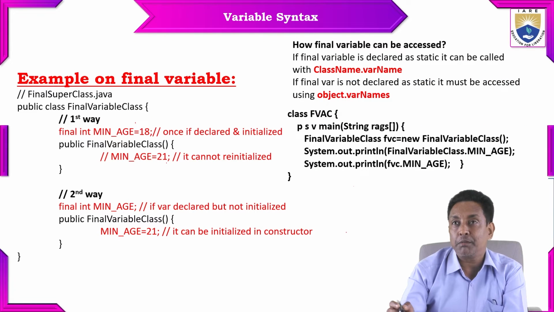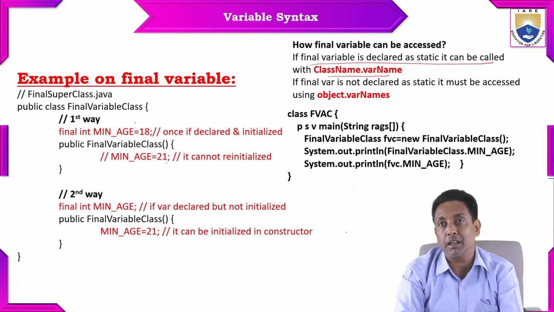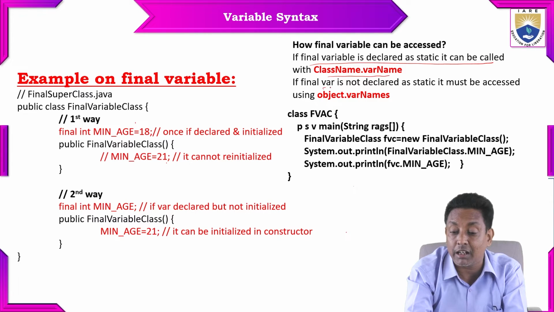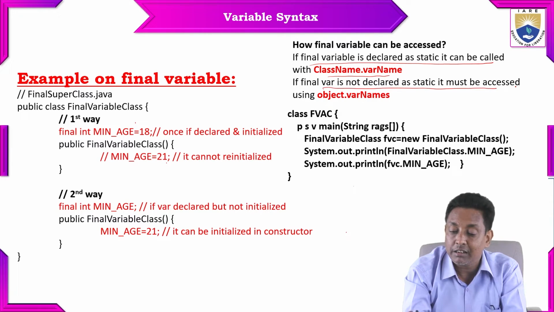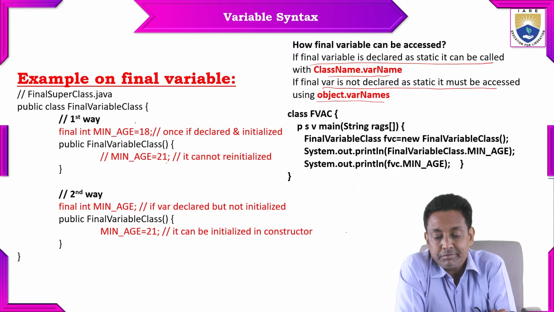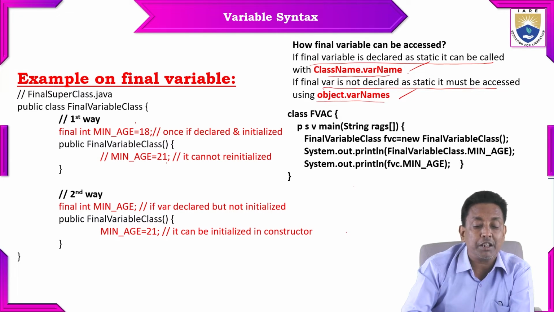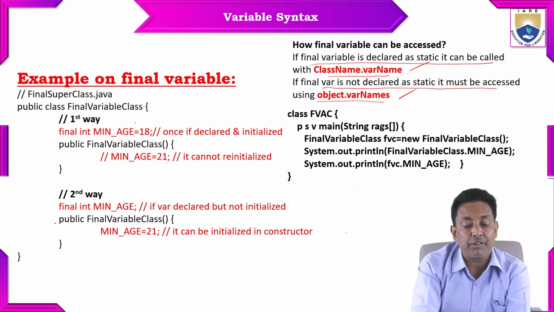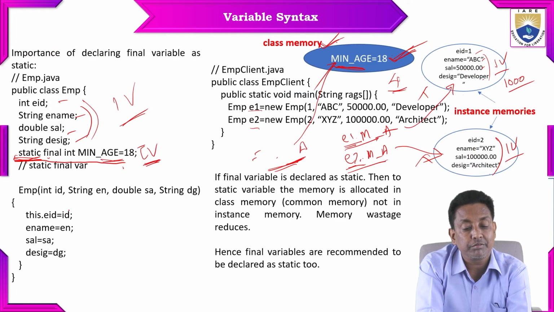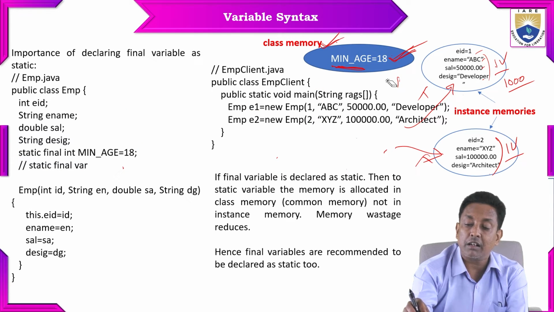Hence, final variables which are also declared as static can be called with the class name dot variable name, and final variables which are not declared as static must be accessed using object dot variable. Hope this point is clear. So the most common combination of a final variable is that the final variable is also declared as static, a constant variable. Hope static and transient, these two are clear, I hope.